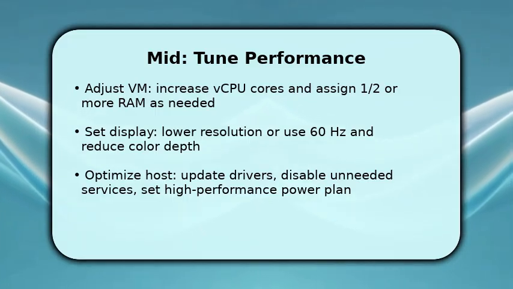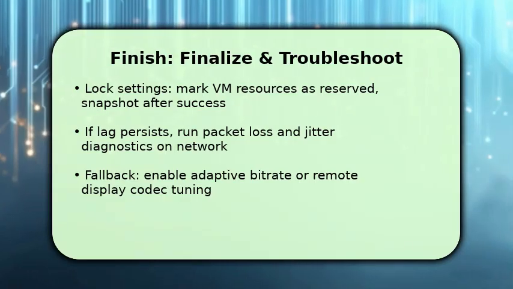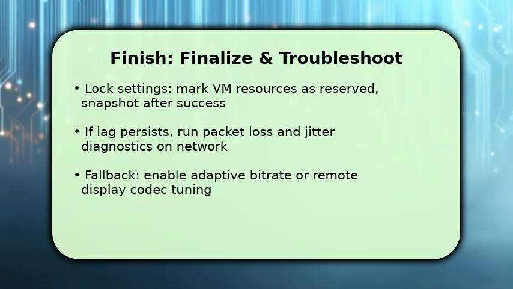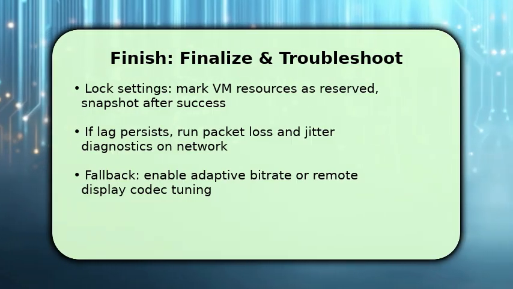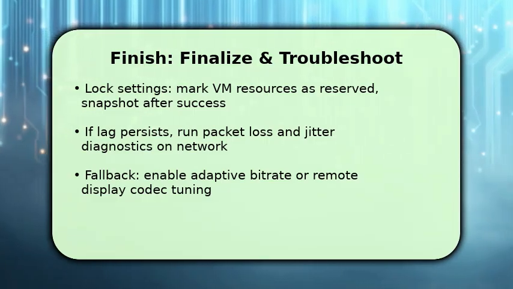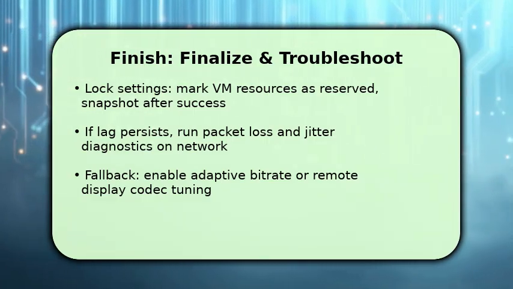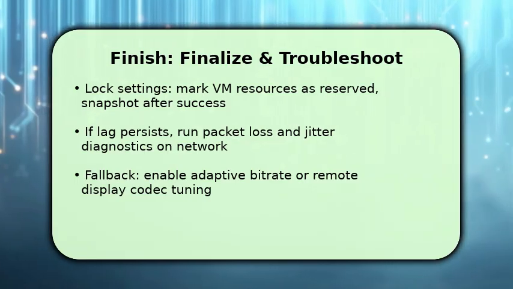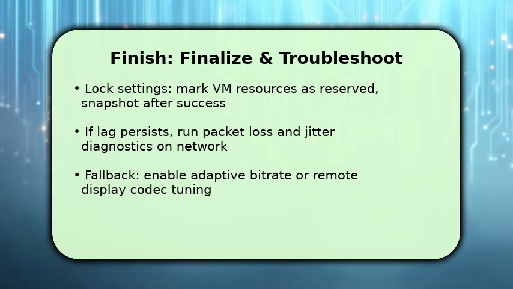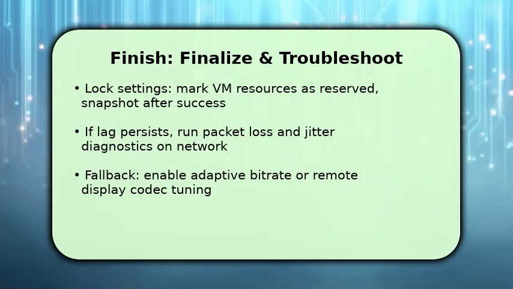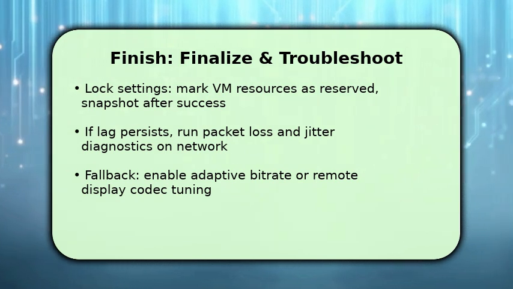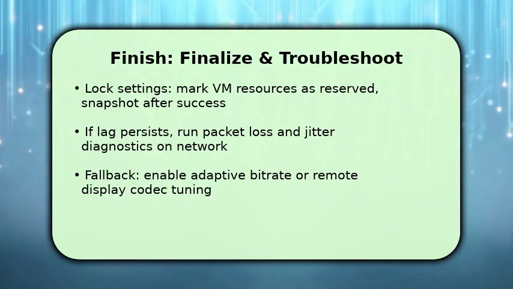Finish by locking in the successful configuration. Reserve CPU and memory for the VM where possible and take a snapshot so you can revert if needed. If lag persists, run diagnostics for packet loss and jitter. Intermittent network issues often cause stuttering. Make sure to check router CoS and switch to a less congested channel or VLAN. As a fallback, enable adaptive bitrate or tweak the remote display codec settings to prioritize smoothness over image fidelity. If all else fails, restart host and VM.